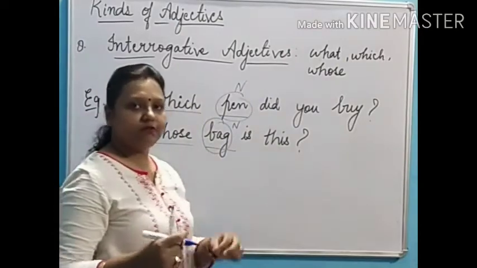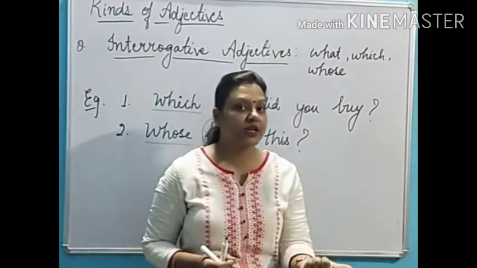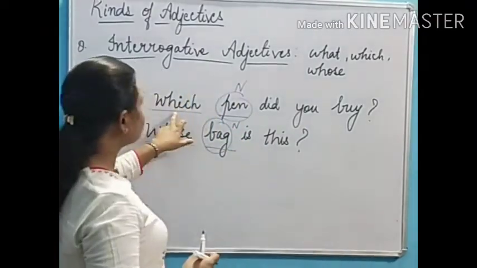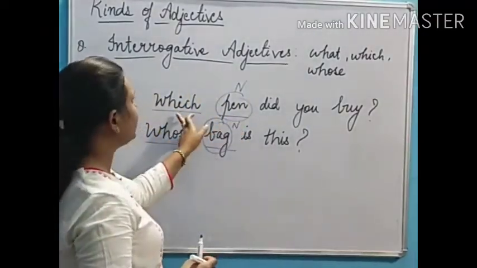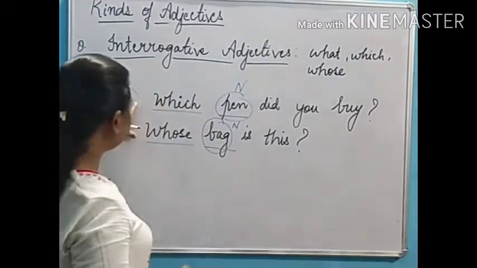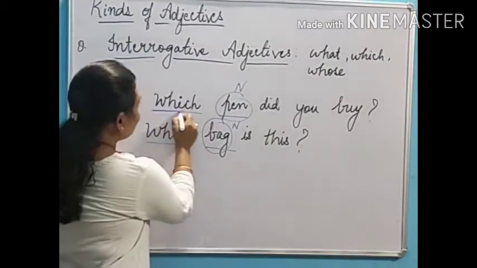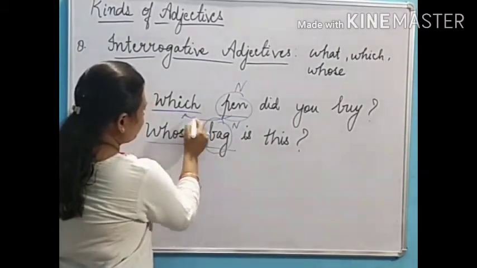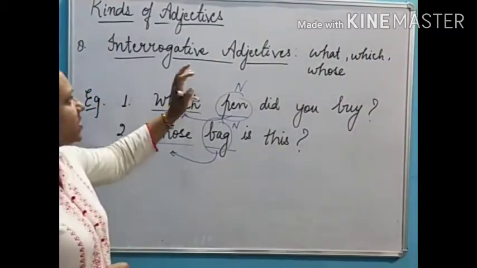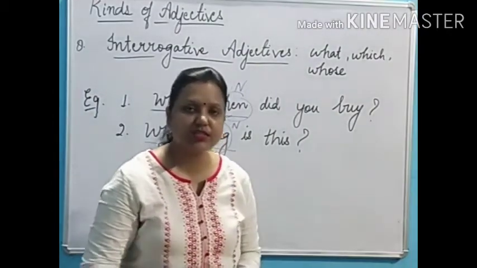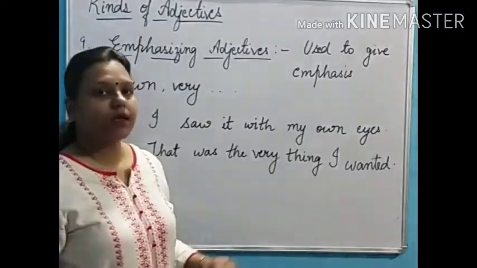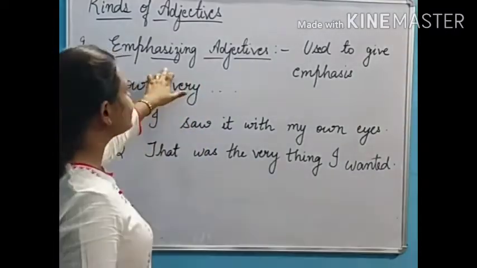Again, you will find it a bit confusing, the difference between interrogative adjectives and interrogative pronouns. The only way to find out is, if it is placed just before the noun, then it is an interrogative adjective, else it is an interrogative pronoun. In both the two examples, you can see that interrogative adjectives are placed just before the nouns. Alright, so interrogative adjectives are those adjectives which are used to ask questions and they are placed in a sentence just before a noun.